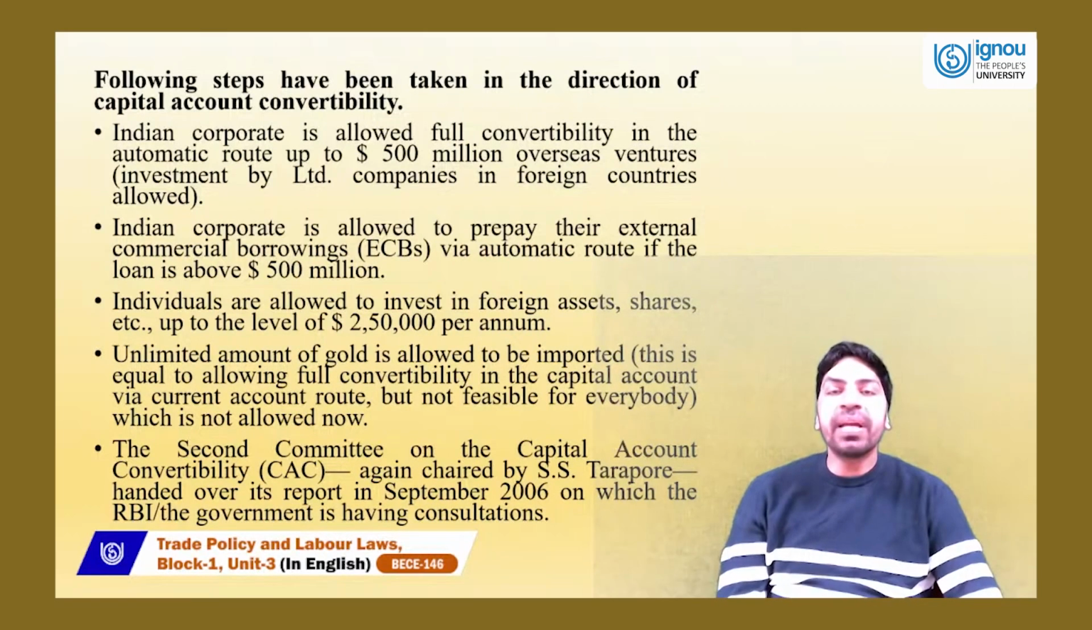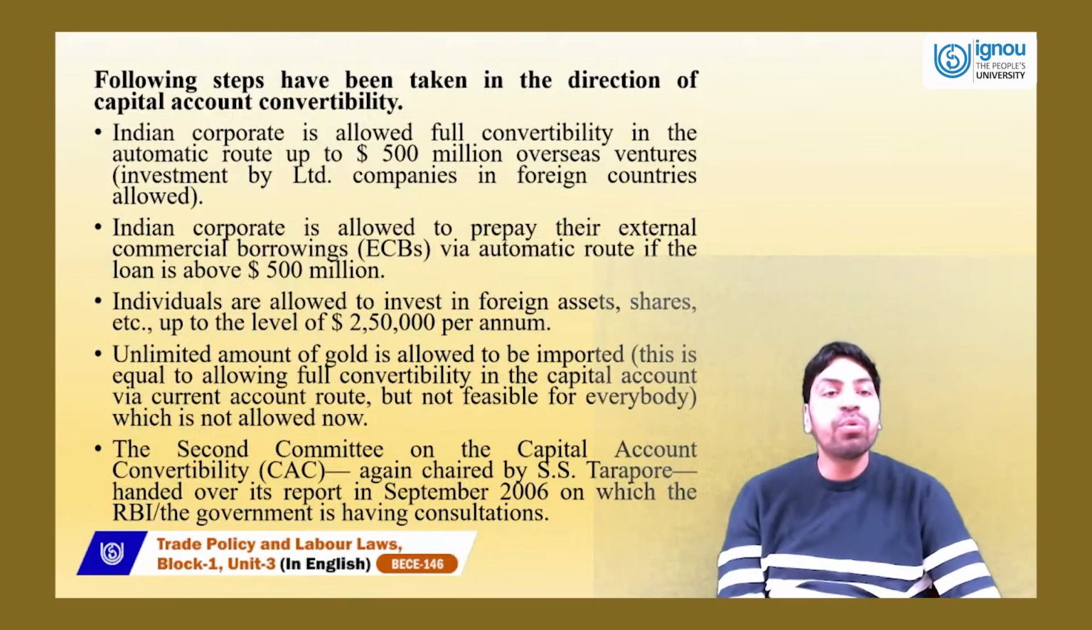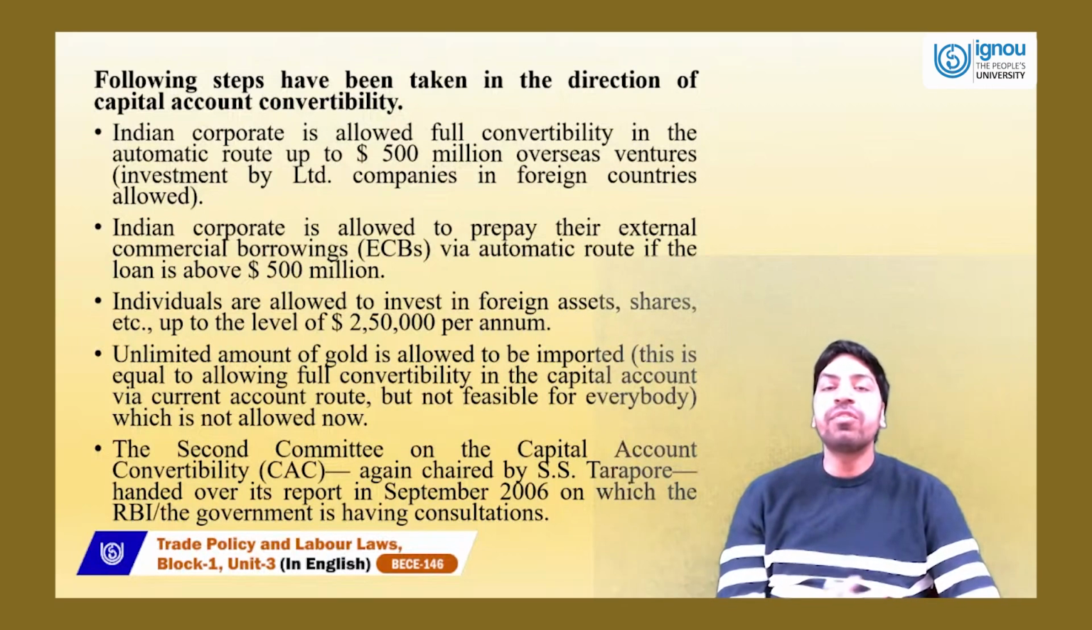The Indian corporate sector is allowed full convertibility in the automatic route up to 500 million rupees for overseas ventures. It could be invested by limited companies in foreign countries. The Indian corporate sector is also allowed to prepay its external commercial borrowings under the automatic route if the loan is above $500 million.